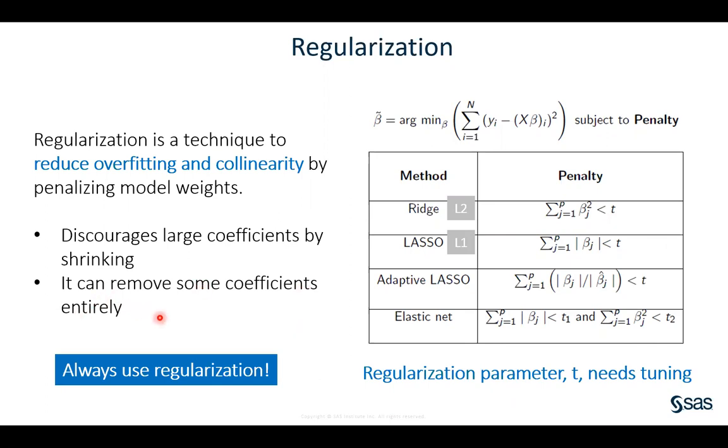One advantage of lasso regularization is that it can remove some coefficients entirely from the model. So it does a simultaneous variable selection while it's giving you a regression model. A good rule of thumb is to always use regularization.